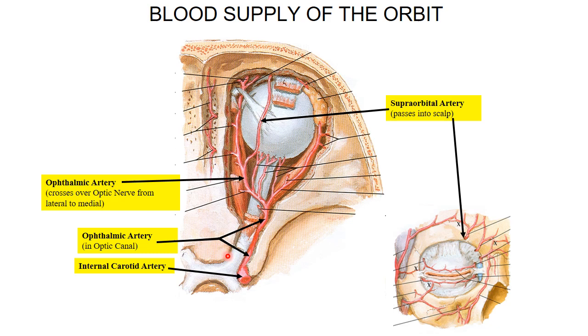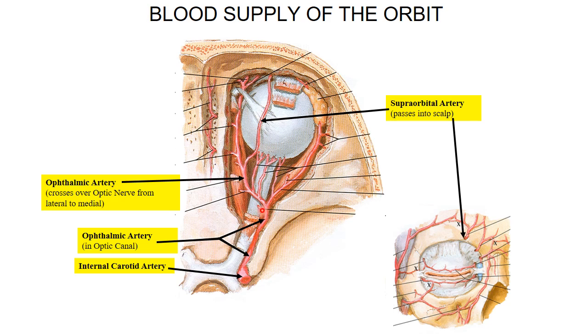This is the optic canal right here. Into the optic canal goes the optic nerve, which is right there, but also into the optic canal goes this artery. This is the ophthalmic artery right there. It's going to pass through the optic canal and into the orbit, and then it's going to go up and over. It's initially under the optic nerve, but eventually goes up and over the optic nerve from lateral to medial. That's the ophthalmic artery.